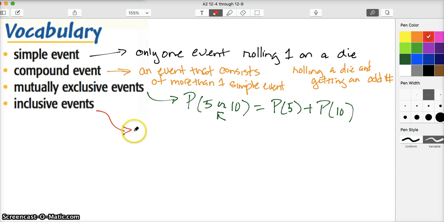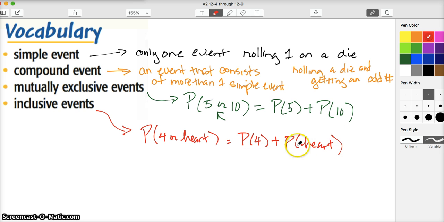Inclusive events are events that shape one another or that have an effect on one another. So let's consider our deck of cards again, and let's think about the probability of me pulling a 4 or pulling a card with a heart on it. Clearly, I could consider the probability of pulling a 4 and then the probability of pulling a heart, right? Can anybody figure out where the problem is, or where the overlap or the inclusiveness of this happens? It happens because somewhere there is a 4 of hearts in the pack.